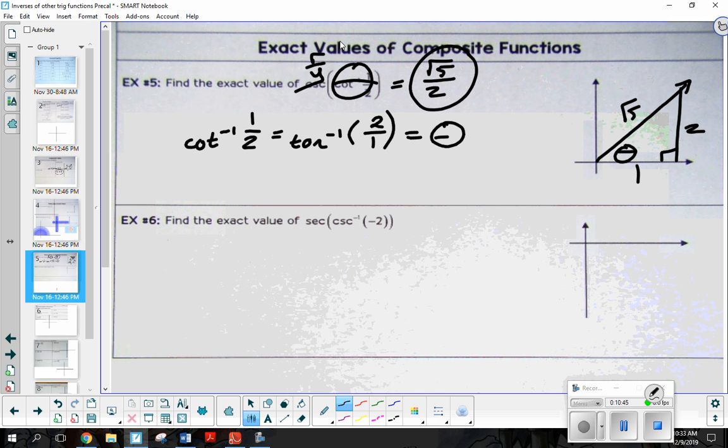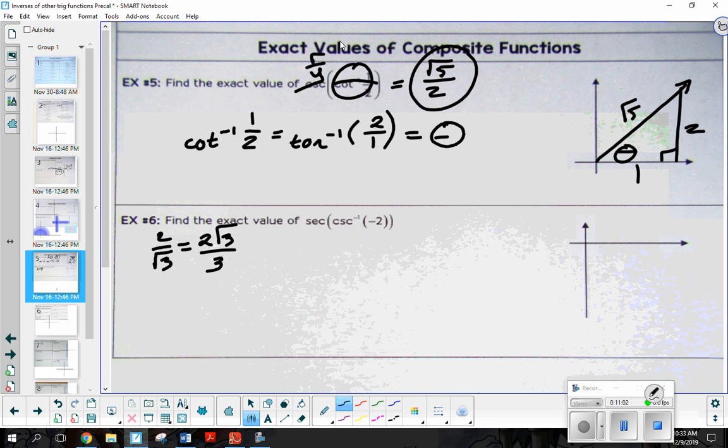2 over the square root of 3. That is correct. Now here's the thing. 2 over the square root of 3, what would we want to do with that? We would want to rationalize. Okay, so 2 over the square root of 3 would give me 2 square root of 3 over 3. So that is the correct answer. We would just want to rationalize.